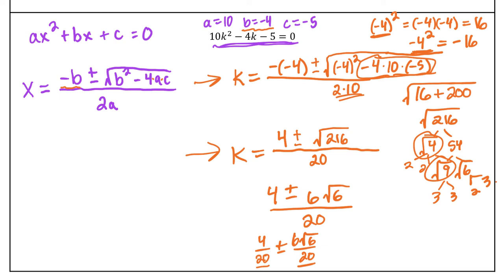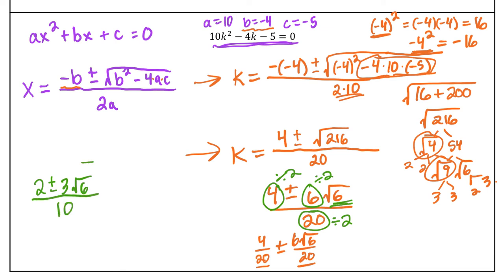So we're going to look at this number, and this number and say, what can I divide all of those by? This doesn't matter because it's protected by the square root. 4, 6, and 20 all divide by 2, so we're going to divide each of these by 2, just like we're simplifying a really complicated fraction. So that gives us 2 plus or minus 3 square roots of 6 over 10. You can leave that as your answer.